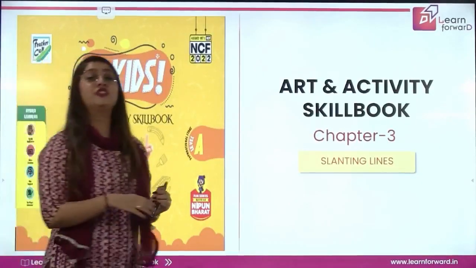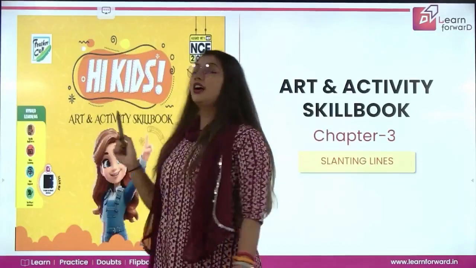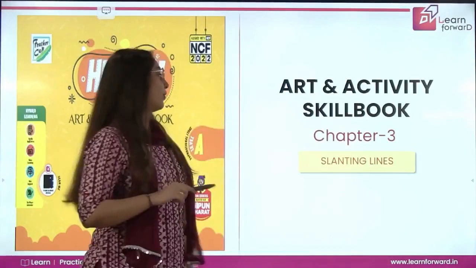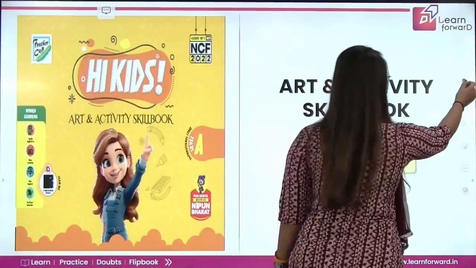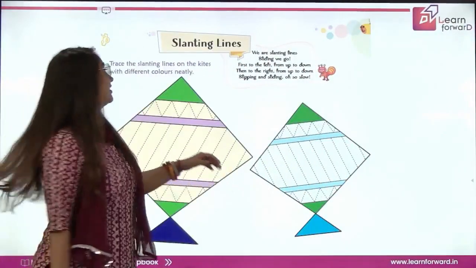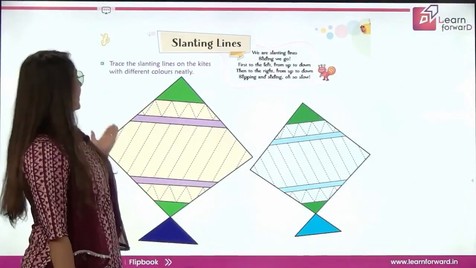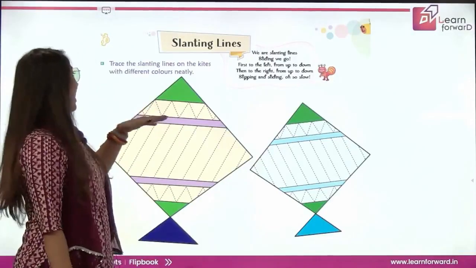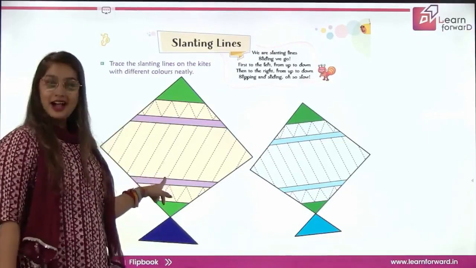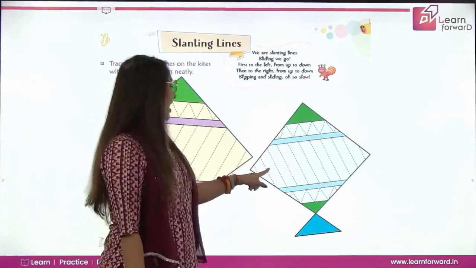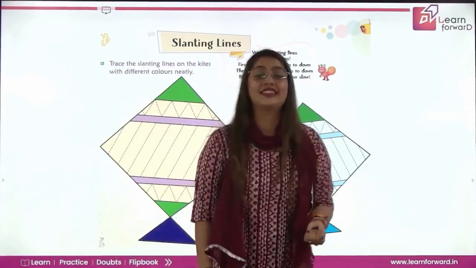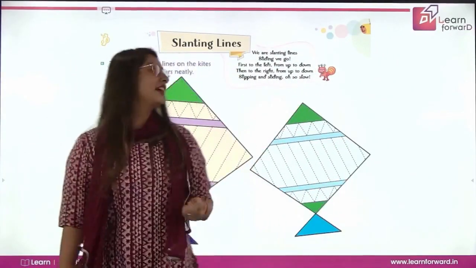Now all of you take out your yellow color book. Take out your yellow color book fast. Have a look. Slanting line. Trace the slanting line on the kites with different colors neatly. What is this? Kite. And what is this? Kite. Now, what are these? These are kites.